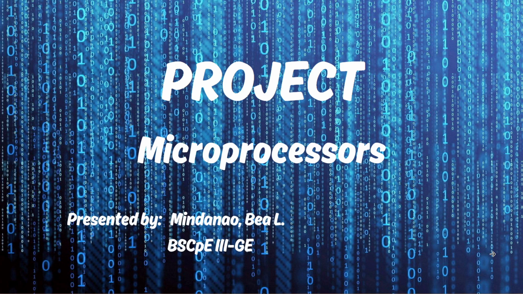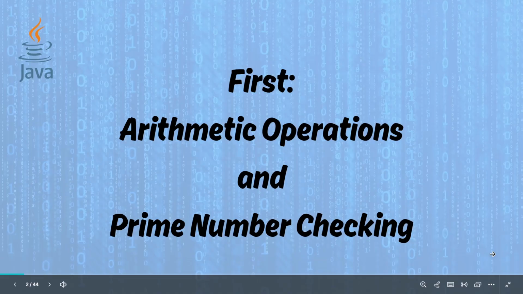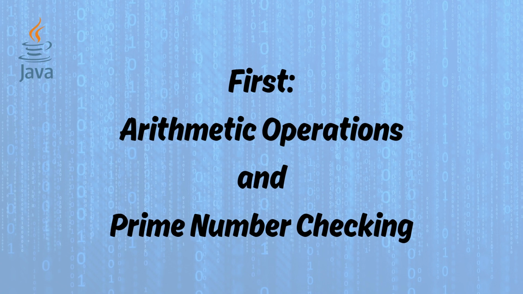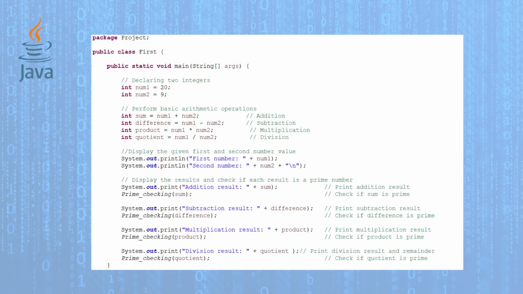So now, let's begin with the first program: arithmetic operations and prime number checking. In this program, I first declare two integer variables, num1 and num2, and assign them the values 20 and 9. Then, I perform 4 basic arithmetic operations, which are addition, subtraction, multiplication, and division. Each result is stored in a separate variable named sum, difference, product, and quotient.